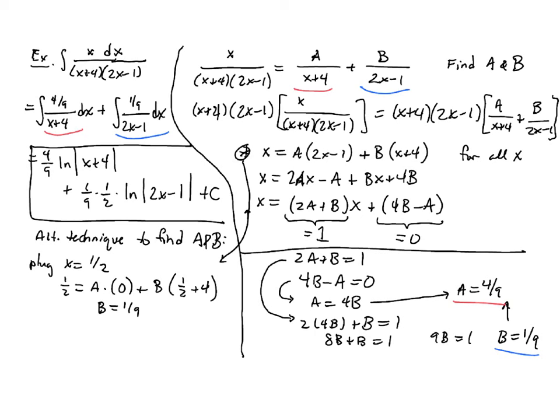And similarly, if you plug in x equals -4, and why am I choosing those two numbers? Those are the values that will make this factor equal to 0 or this factor equal to 0. So we get that -4 equals a times 2 times -4 minus 1 plus b times 0, and we end up with a equals 4/9.